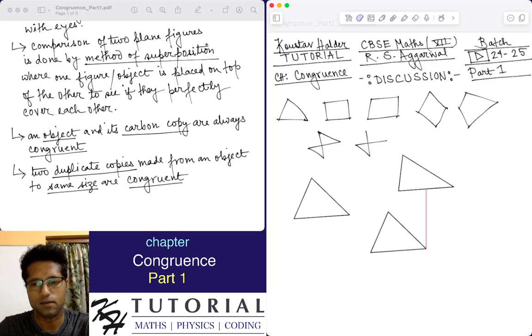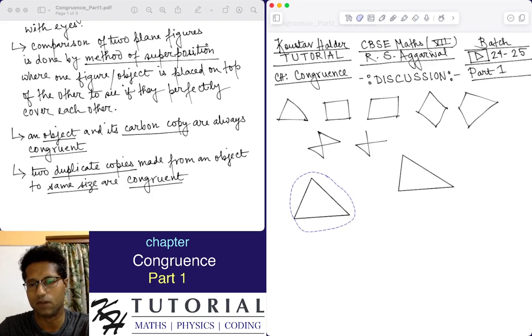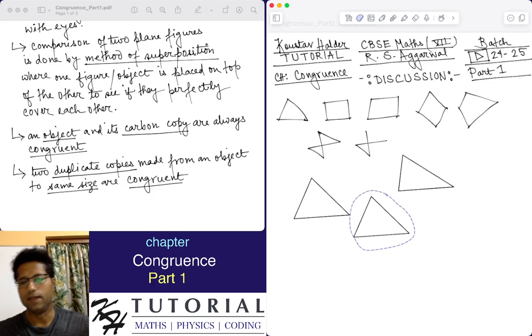Now if I want to see whether this figure is congruent with the object from which I created this carbon copy, I can see that I can perfectly overlap them. You see, they perfectly overlap, and you see only one triangle. That is, one triangle hides the other perfectly. So they are perfectly overlapping each other, and hence they are congruent. So any object or figure and its carbon copy are always congruent. Okay.